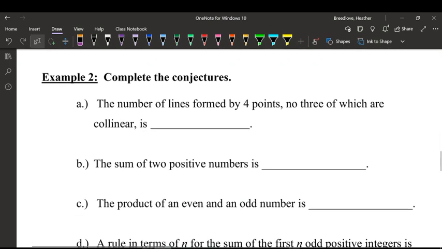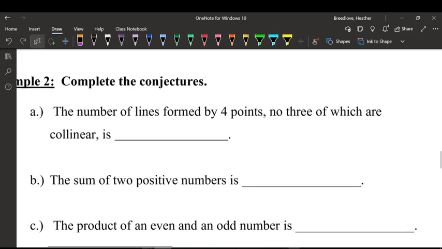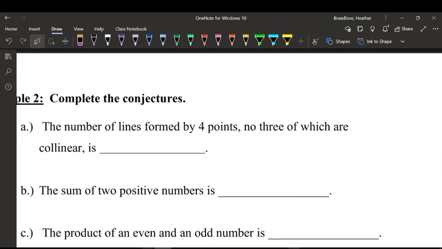All right, the next type. Complete the conjectures. The number of lines formed by 4 points, no 3 of which are collinear, is what? So before we just take a guess, remember I said we're doing conjectures based on examples? So we need 4 points and 3 of them cannot be in the same line, right? Collinear, remember that root word there? Line. So they're on the same line. So we can't have 3 on the same line.